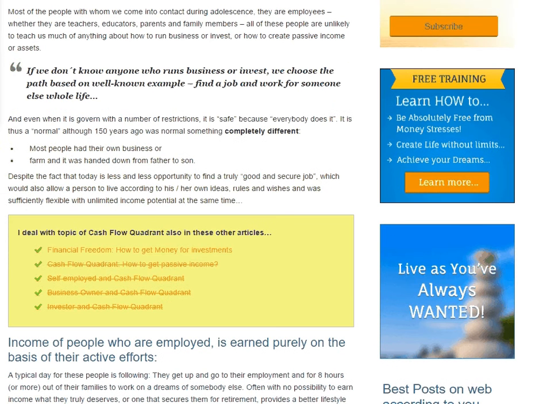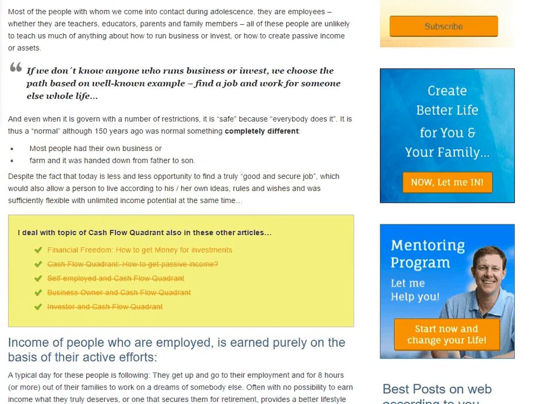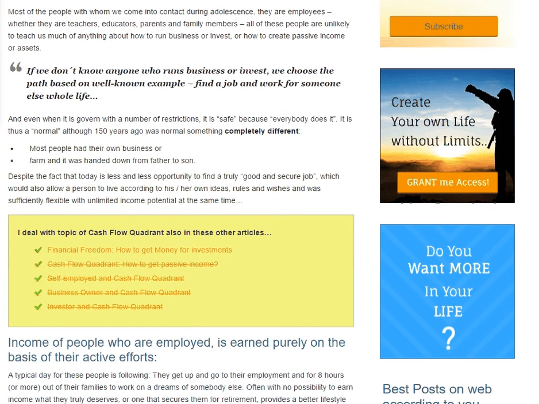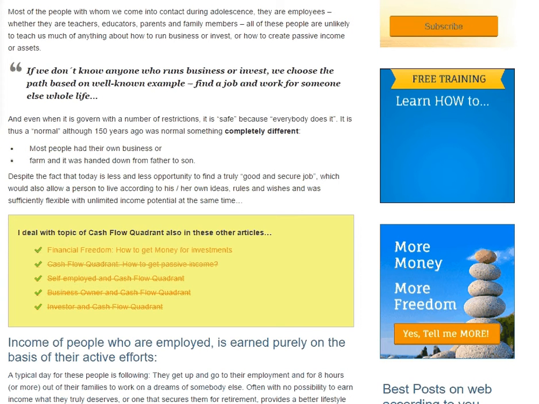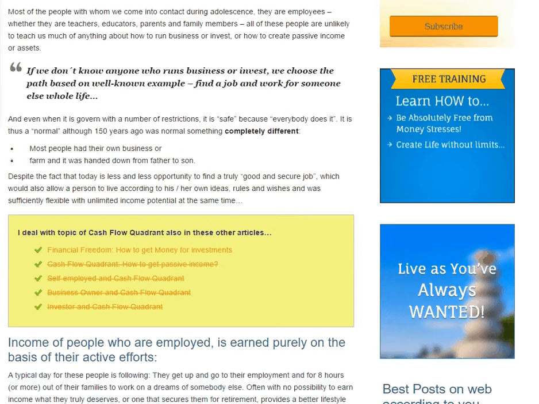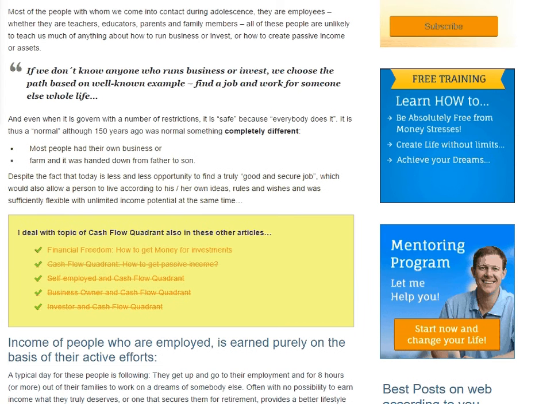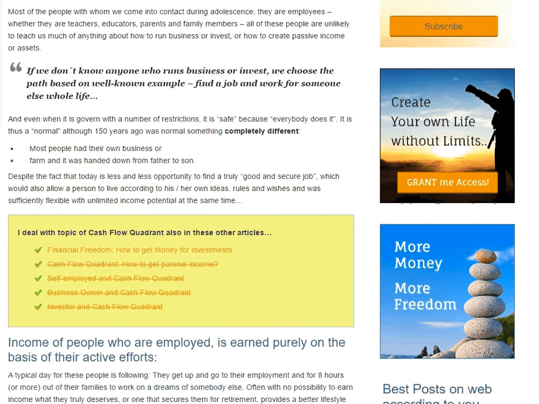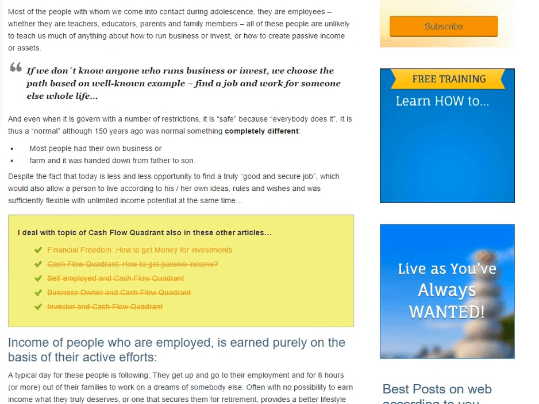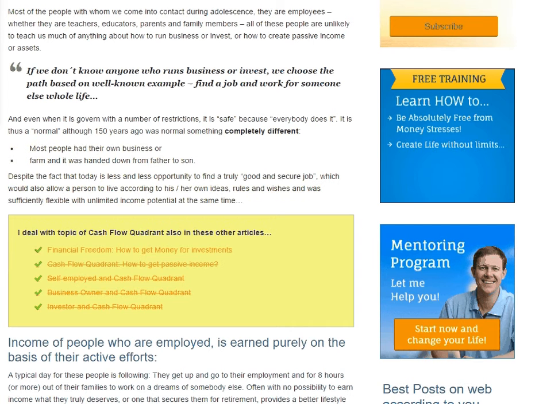Most of the people with whom we come into contact during adolescence are employees. Whether they are teachers, educators, parents or family members, all of these people are unlikely to teach us much about how to run a business or invest, or how to create passive income or assets. If we don't know anyone who runs a business or invests, we choose the path based on a well-known example: find a job and work for someone else your whole life. And even when it's governed with a number of restrictions, it is safe because everybody does it.